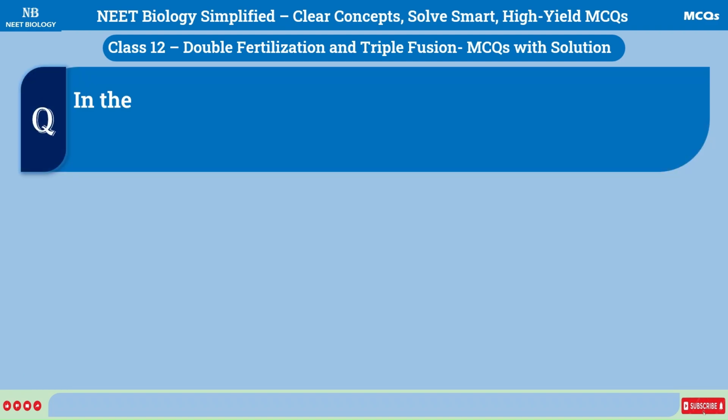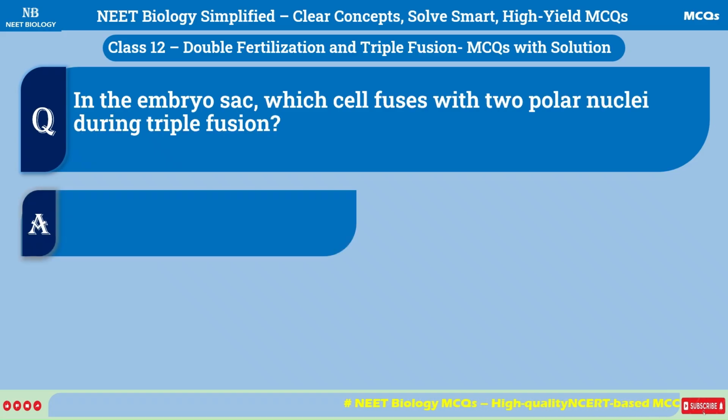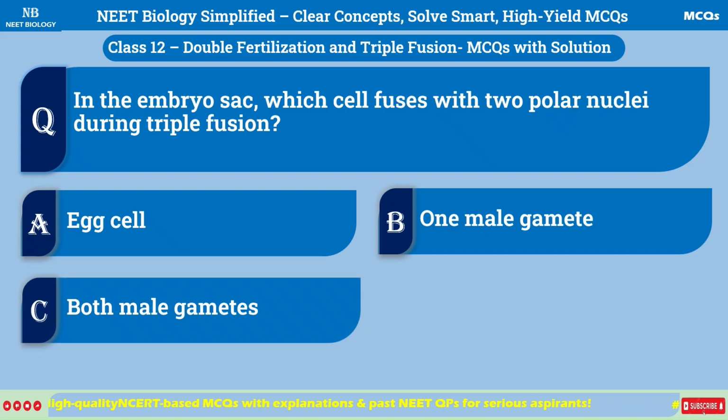In the embryo sac, which cell fuses with two polar nuclei during triple fusion? A. Egg cell. B. One male gamete. C. Both male gametes. D. Zygote.